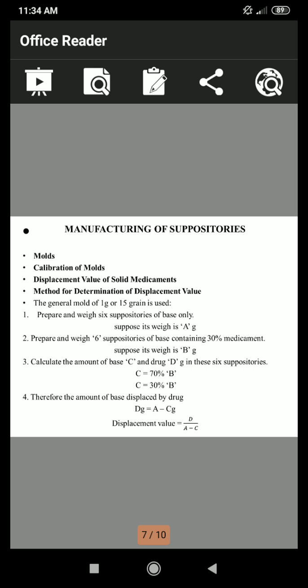Now see, the next point is method for determination of displacement value. In that, the general mold of 1 gram or 15 grain is used. First, prepare and weigh 6 suppositories of base only, suppose its weight is A gram. Second, prepare and weigh 6 suppositories of base containing 30% medicament, suppose its weight is B gram. Third, calculate the amount of base C and drug D gram in these 6 suppositories. C is equal to 70% of B and D is equal to 30% of B. Therefore, the amount of base displaced by drug D gram is equal to A minus C, and the displacement value is D divided by A minus C.